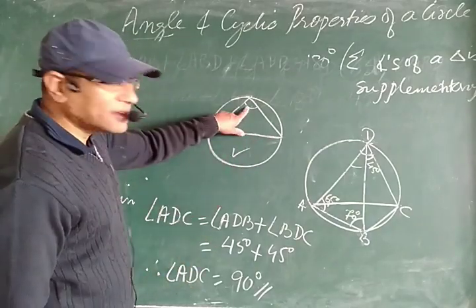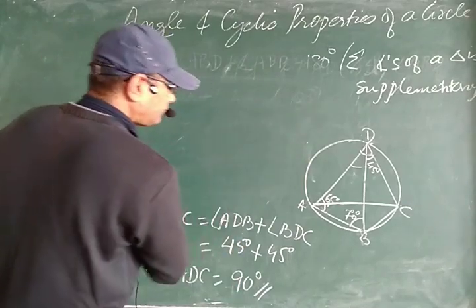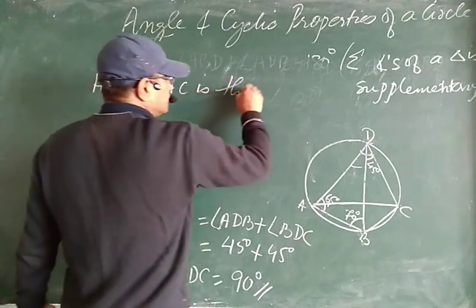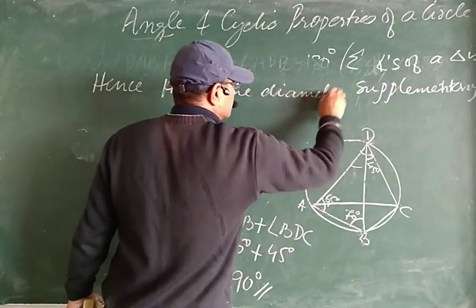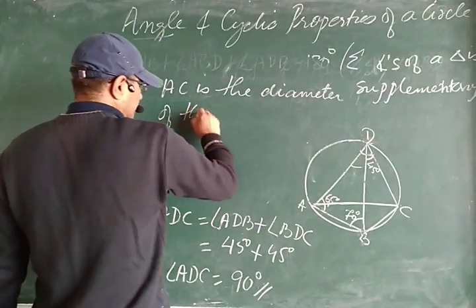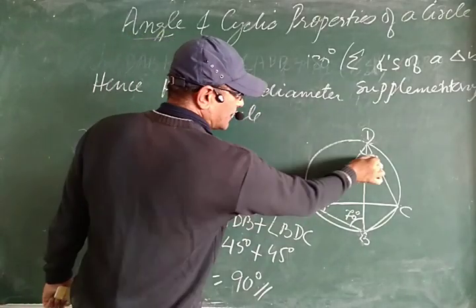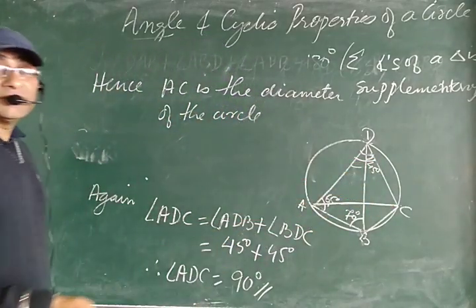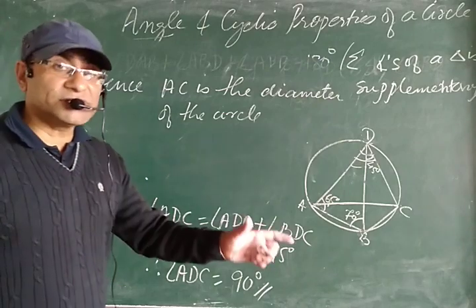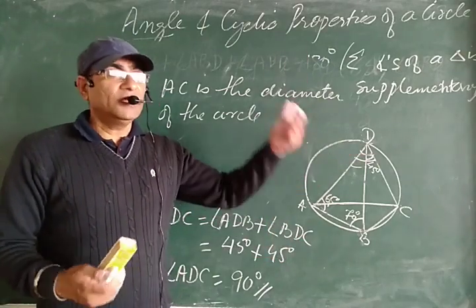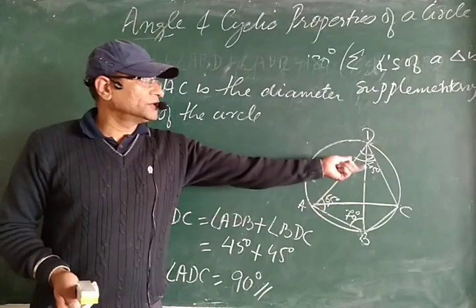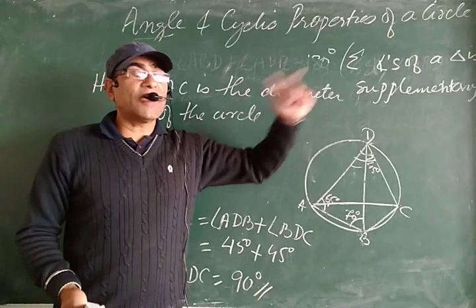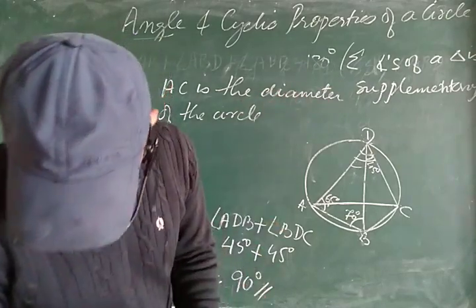So we got this angle as 90 degrees. Hence, AC is the diameter of the circle. So we proved that if this is 90 degrees, then this is the diameter. Because the angle formed in a semicircle is always equal to 90 degrees. That means the diameter is making 90 degrees. The diameter divides the circle into two halves. Okay.